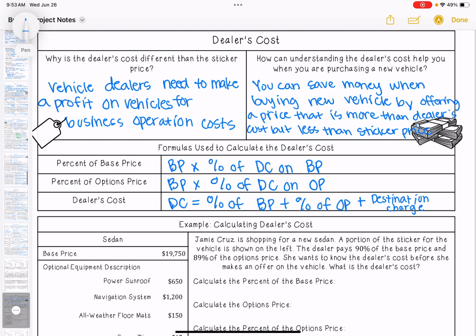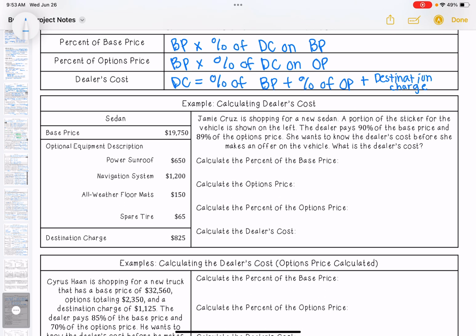All right, so let's do an example. Jamie is shopping for a new sedan. A portion of the sticker for the vehicle is shown to the left. The dealer pays 90% of the base price and 89% of the options price. She wants to know the dealer's cost before she makes an offer on the vehicle. What is the dealer's cost? All right, so the first thing we have to do is calculate the percent of the base price.